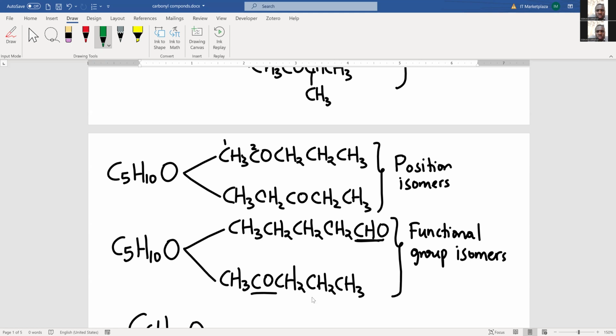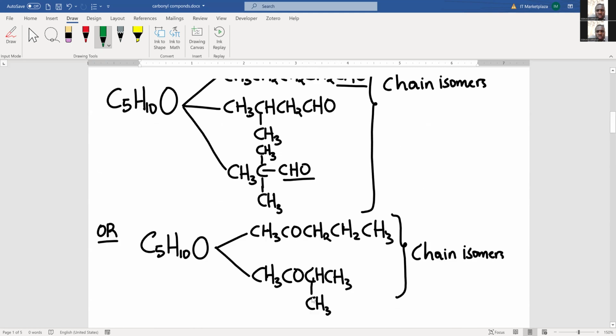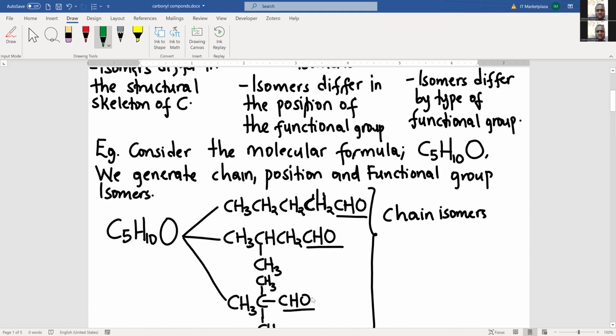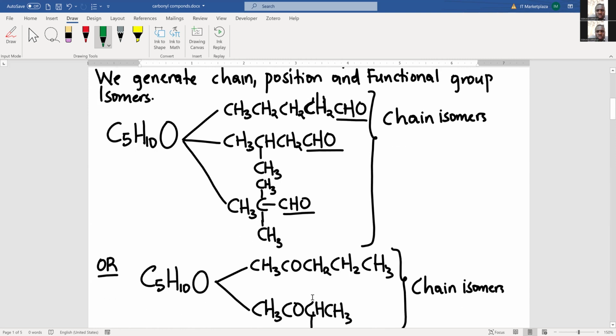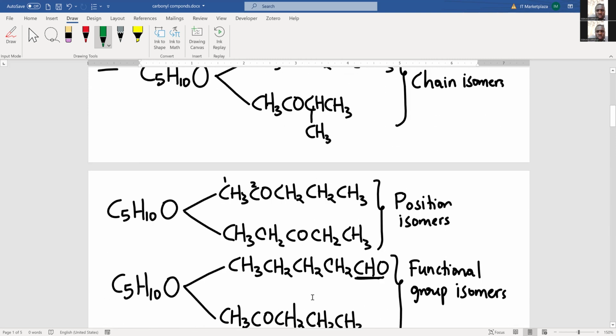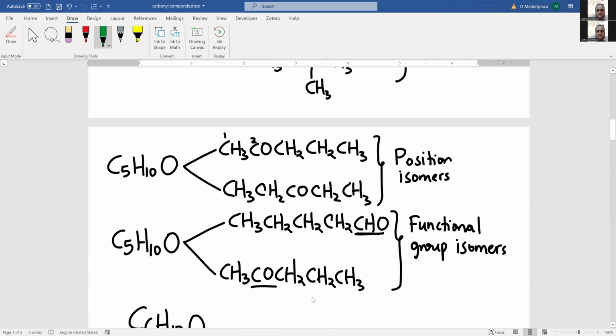You were able to quickly go through structural isomerism, and under structural isomerism, we explored that carbonyl compounds can be used to generate chain, position, and functional group isomers. So this is the example which I gave.